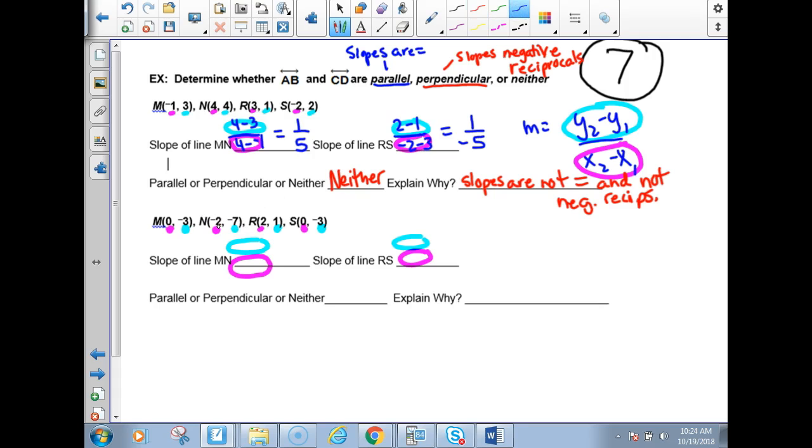Okay, so we got the N, M, or MN. We want to find the slope. So we start with negative 7 and subtract negative 3. Negative 7 minus negative 3 over negative 2 minus 0. Negative 7 minus negative 3 would be negative 7 plus 3, which is negative 4. Negative 2 minus 0 would be negative 2, and I didn't really give us very much room to write this all out. Negative 4 divided by negative 2 would be positive 2.